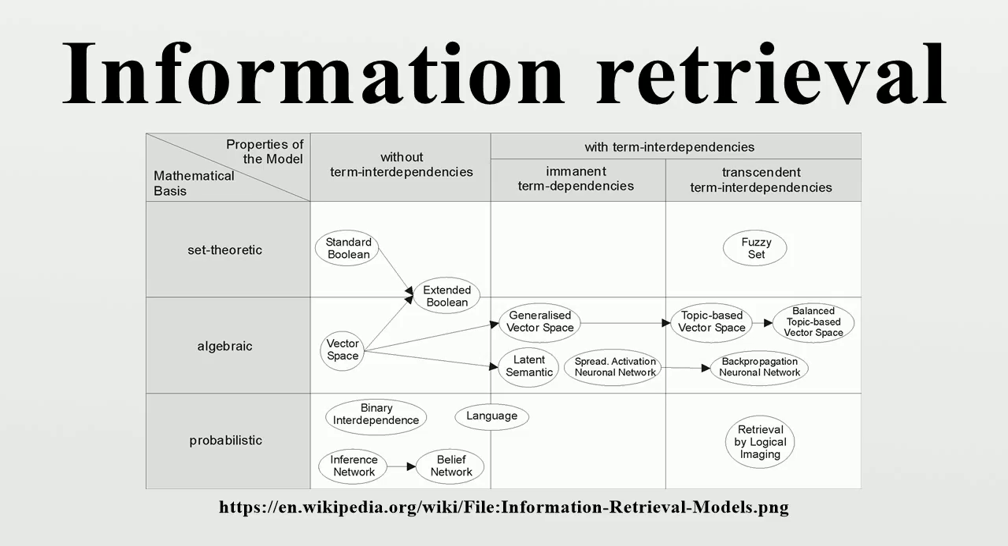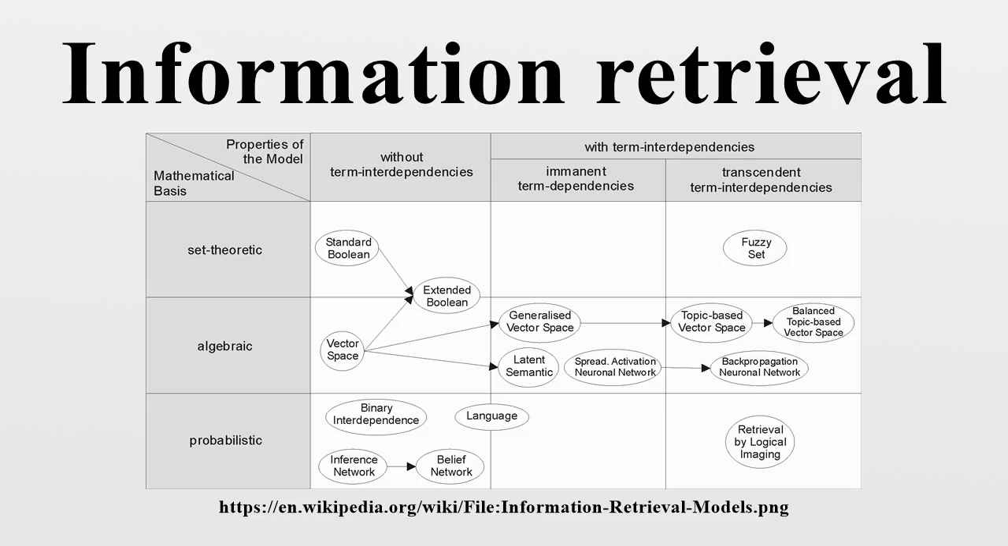Algebraic models represent documents and queries usually as vectors, matrices, or tuples. The similarity of the query vector and document vector is represented as a scalar value. Vector space model, generalized vector space model, topic-based vector space model, extended Boolean model, latent semantic indexing, also known as latent semantic analysis.